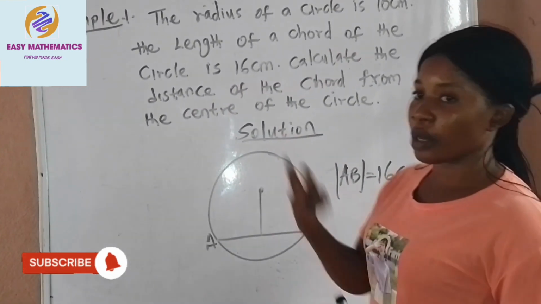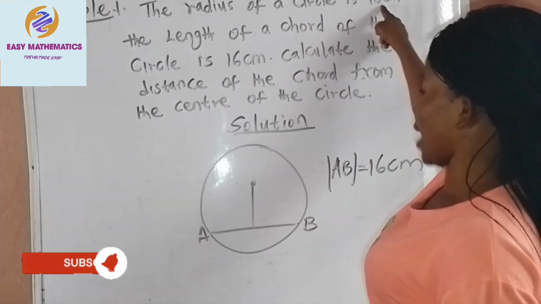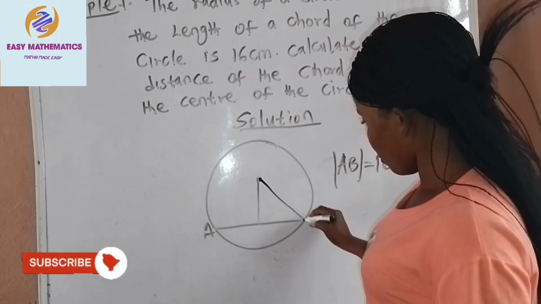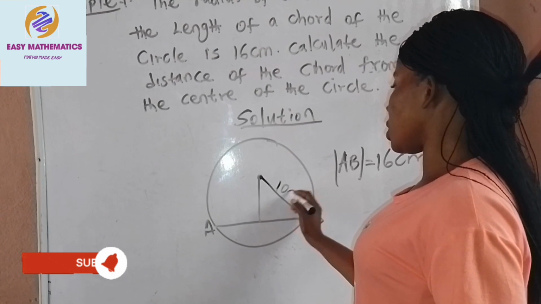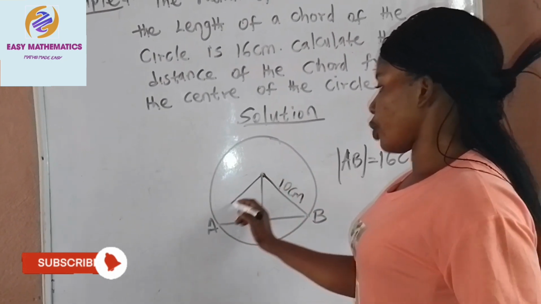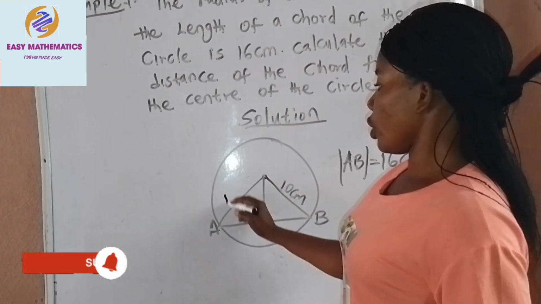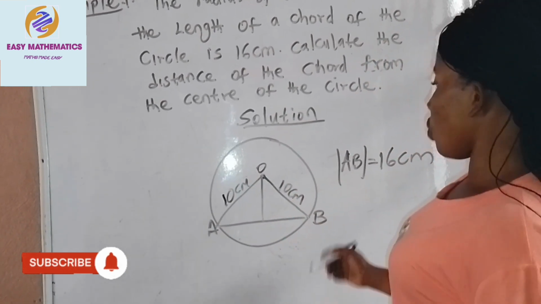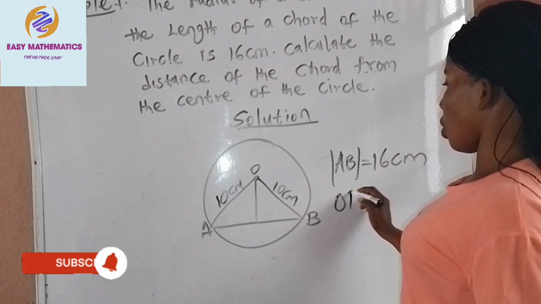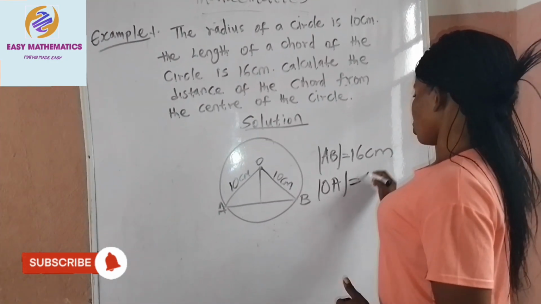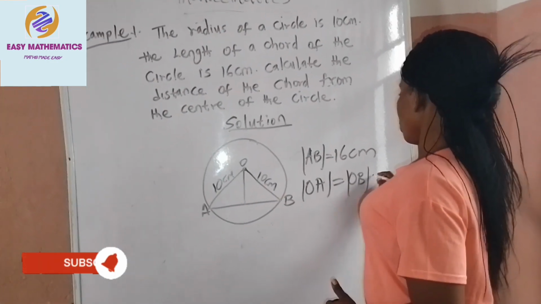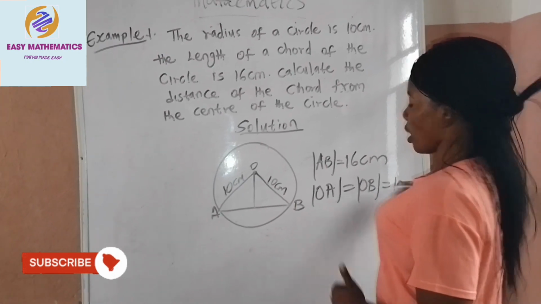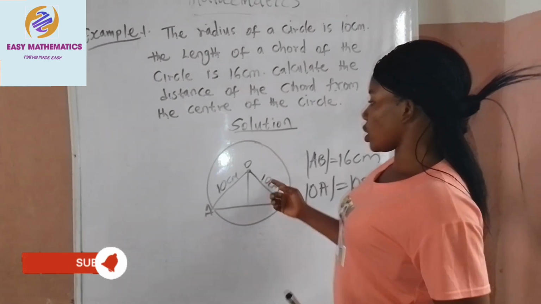If we read the question from the beginning, the radius of a circle is 10 cm. And this is the radius, which is 10 cm. From this point to this point is also a radius, which is 10 cm. Remember, in our initial proof, we say that line OA is equal to line OB, which is equal to 10 cm. So the radius given to us is 10 cm.